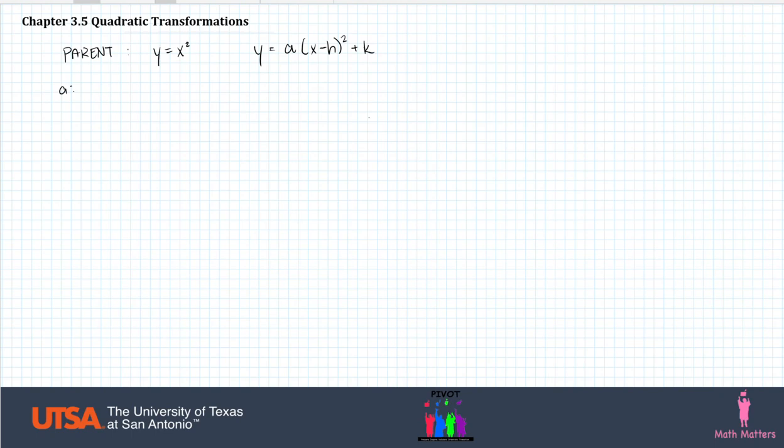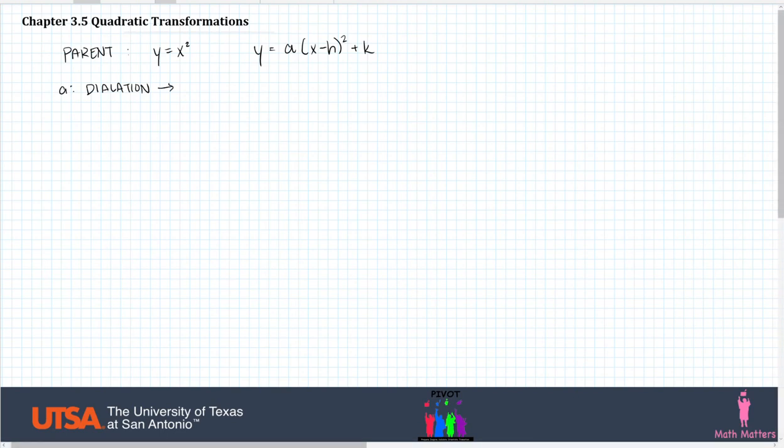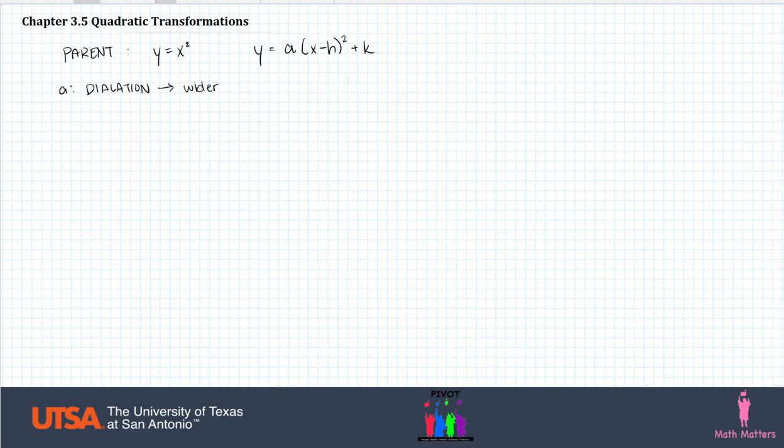For a, our dilation, this makes it wider or narrower, depending on the value of a. So if a is greater than 1, then the entire thing is going to be narrower, because the y values will be bigger, or they will increase at a faster rate given the same x value.